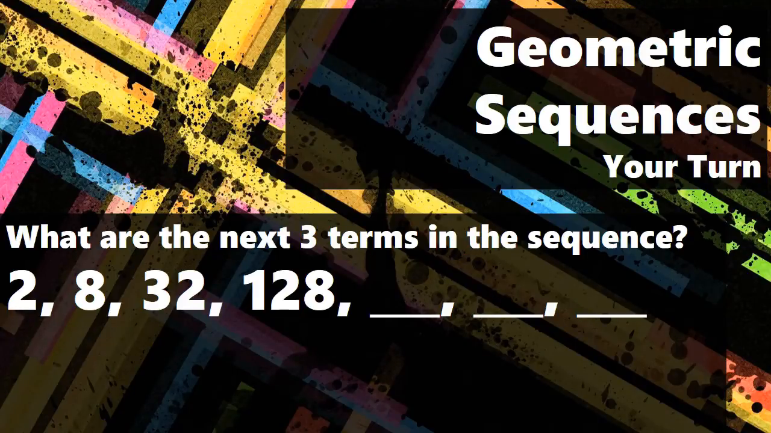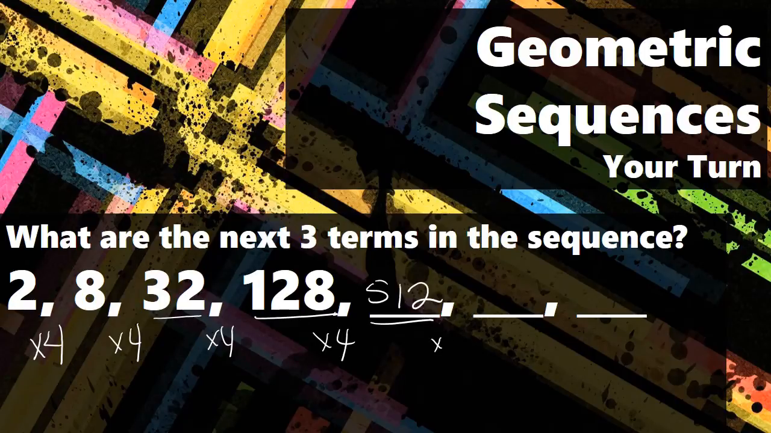So now let's go ahead and go through this answer. To go from 2 to 8, we multiply by 4. So 4 times 8 gives us 32, so we multiply by 4. 32 times 4 gives us 128. 128 times 4 gives us 512.